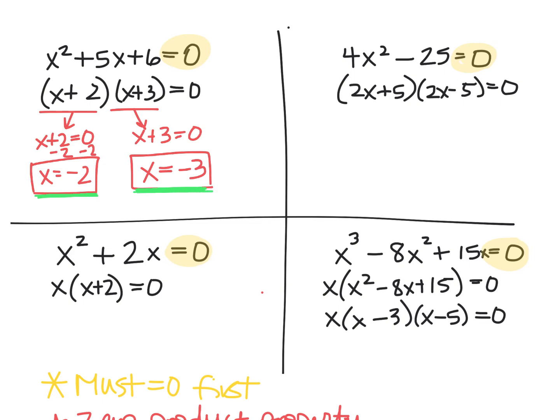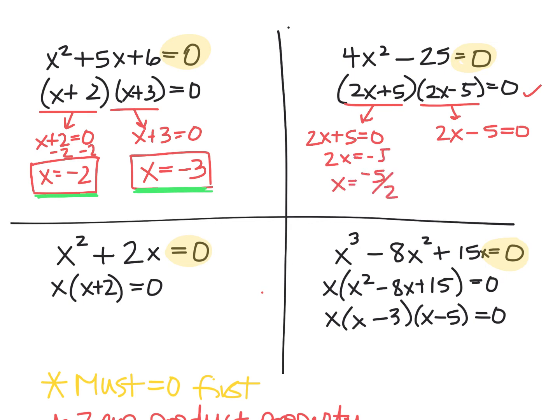Same thing can happen on this one on the top right. I have 2 factors that are multiplied together to equal 0. So that means either 2x plus 5 equals 0 or 2x minus 5 equals 0. I can subtract 5, so 2x equals -5, and divide by 2, so either x equals -5 over 2, or I can add 5 and divide by 2, and x would equal 5 over 2. Again, notice that I have 2 answers.